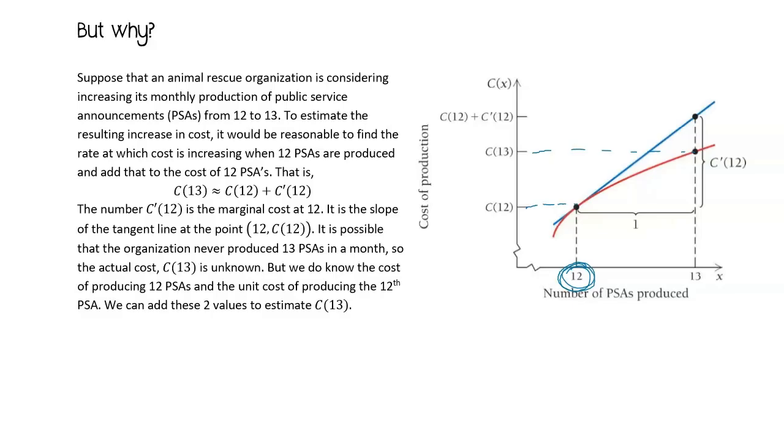The rate is the slope. What is the slope at this point? Then we're going to add that slope to C of 12. That gets us C of 12 plus C prime of 12. So it's not the exact same value, but we get a close enough estimation of how much it would cost to produce that 13th PSA. The thing is, maybe that 13th PSA never gets produced. If we're part of that company, we're trying to figure out how much it would cost to get it produced. And that covers marginals for this unit.